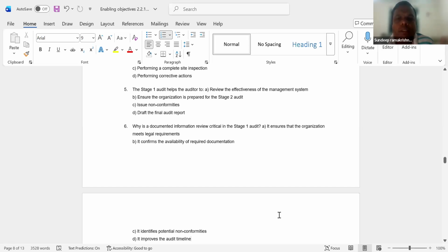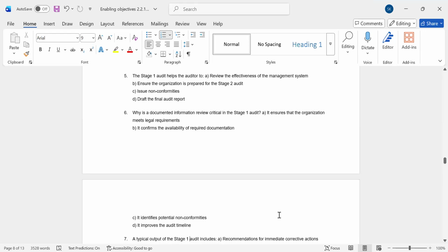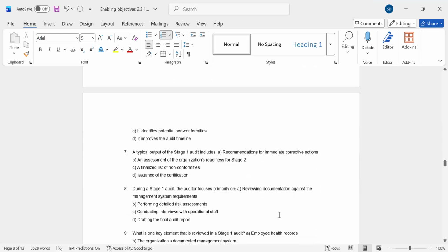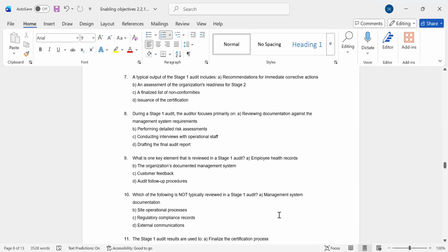Yes, Srikanth, we go to 6. 6 completed, sir. Okay. Seventh one. A typical output of the stage 1 audit includes: A. Recommendations for immediate corrective actions. B. An assessment of the organization's readiness for stage 2. C. A finalized list of non-conformities. D. Issuance of the certification. B only, no? B is right. Whenever stage 2 is mentioned, it is the correct answer. See, stage 1 output is only readiness for stage 2.